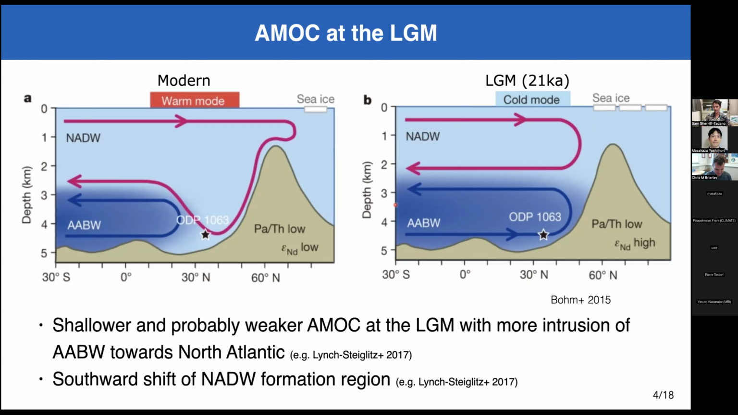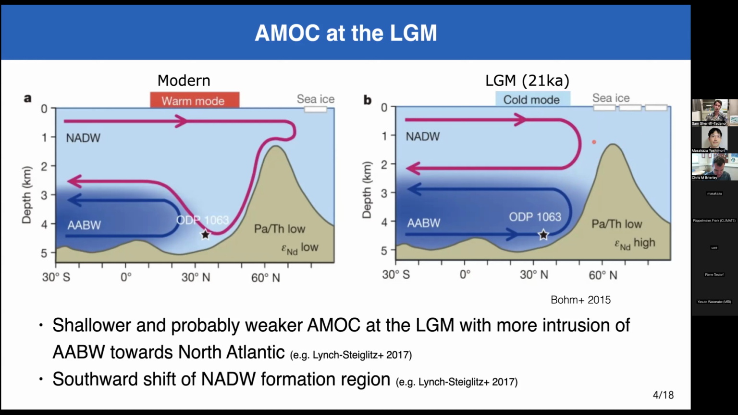For the LGM, according to reconstructions, the bottom ocean of the Atlantic is filled with the AABW, with more northward intrusion of the AABW, causing a shoaling of the AMOC at the LGM. In terms of the strength of the LGM AMOC, there's still some debate, but it is considered that the LGM AMOC was probably weaker compared to modern. Some studies have also suggested that the sinking region of the AMOC, or the NADW formation region, shifted southward at the LGM.